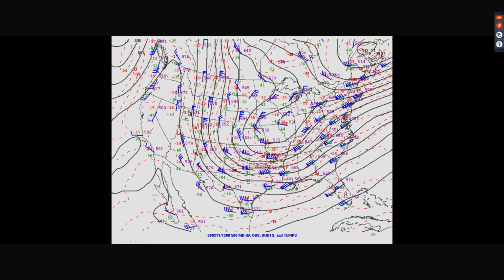Now, unlike a surface map, these solid lines that you're looking at here are not called isobars. They're not lines of constant pressure. What these lines are telling you on the 500 millibar chart, or any other chart that you're looking at, 850 millibars, 700 millibars, is the height in the atmosphere at which 500 millibars is located. So it's a little bit different than a surface map.